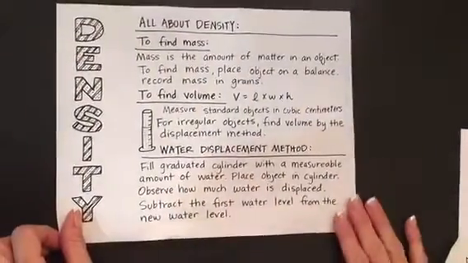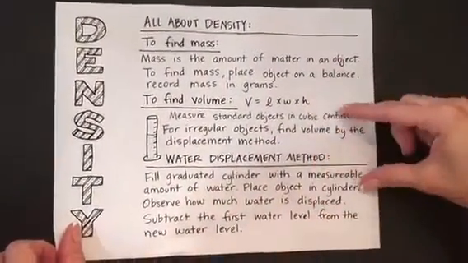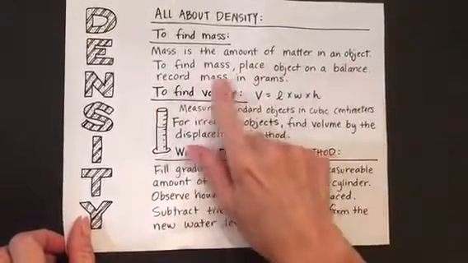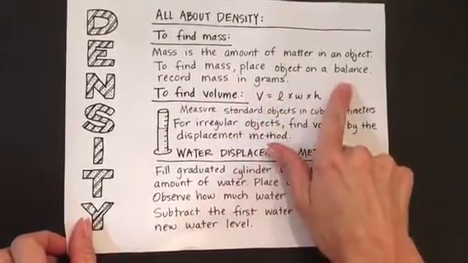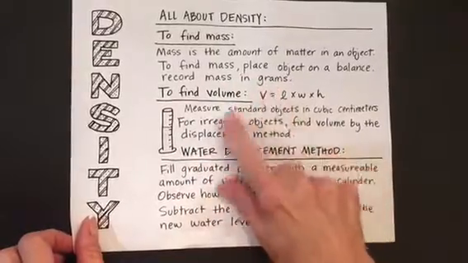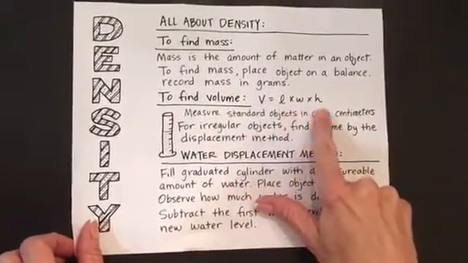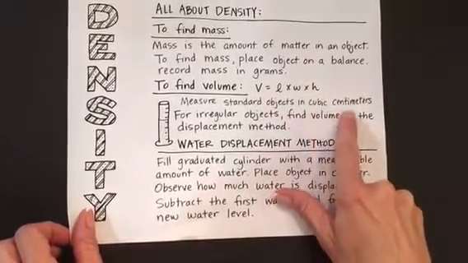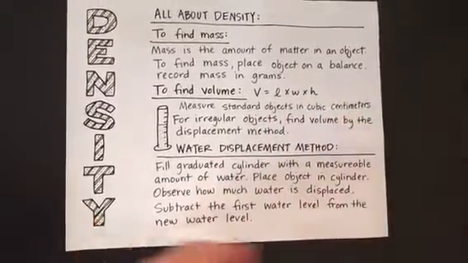Okay, so this is something that you should have filled out. It doesn't have to be exactly like mine, but pretty close. Mass is the amount of matter in an object. To find the mass, place an object on a balance and record it in grams. To find regular volume, length times width times height. Okay, you're going to measure standard objects in cubic centimeters, which is cm cubed.